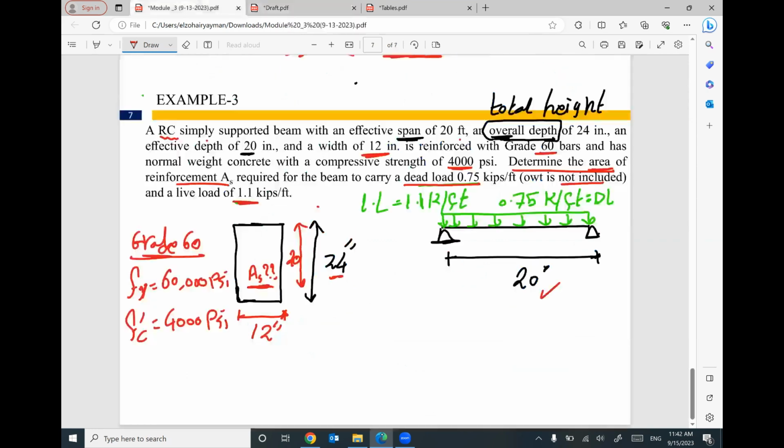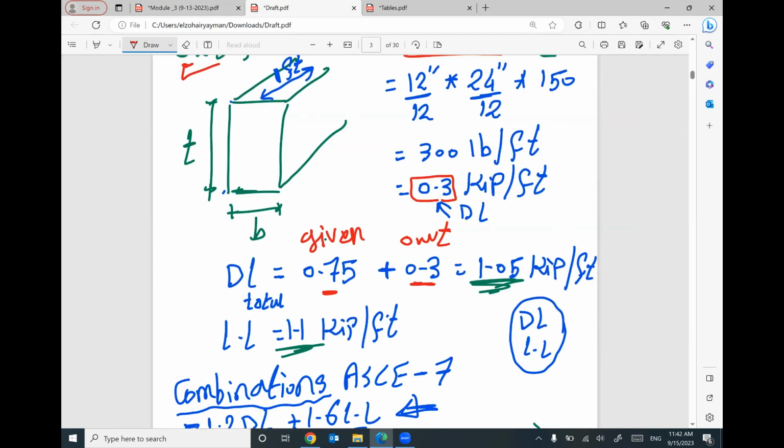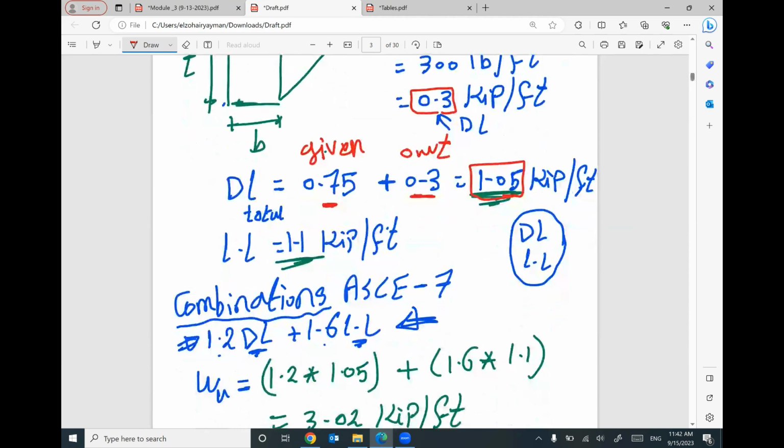How did you know this? If you read here, this value of dead load does not include own weight. So this is the reason why I need to calculate how much own weight and add this value to the given dead load. This is the total dead load, and the live load is given. I need to add this one plus this one, so I need to do a combination.